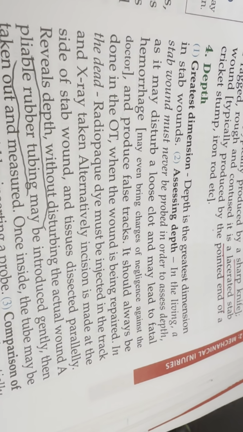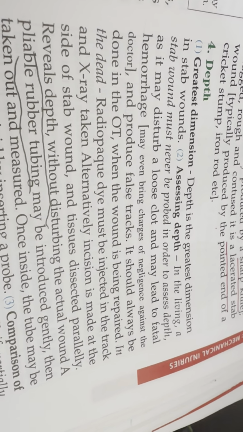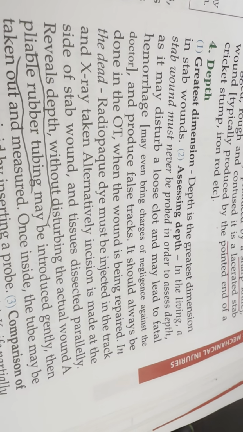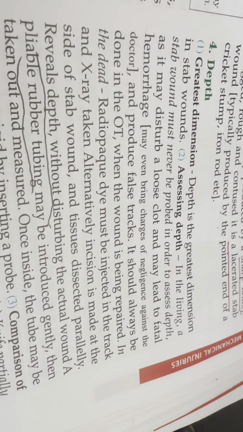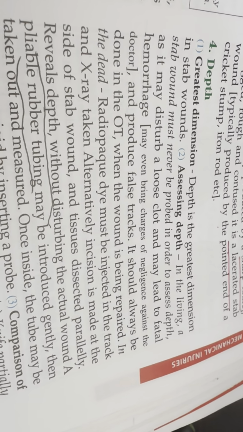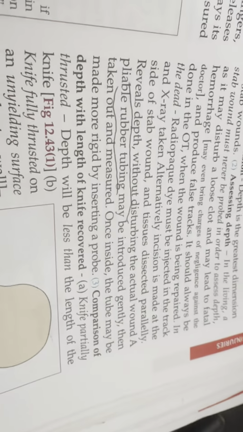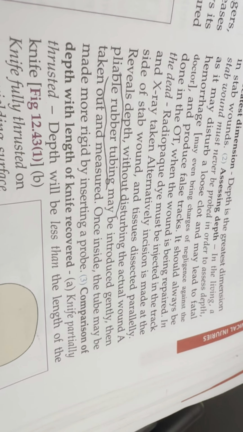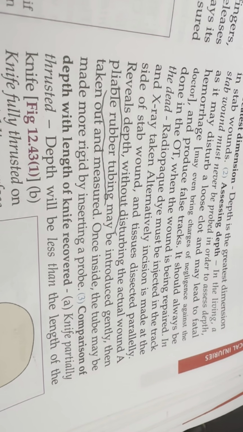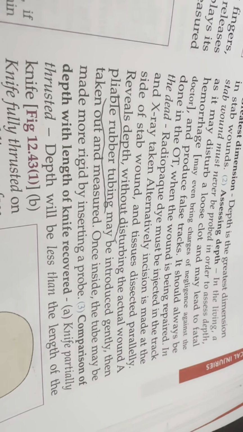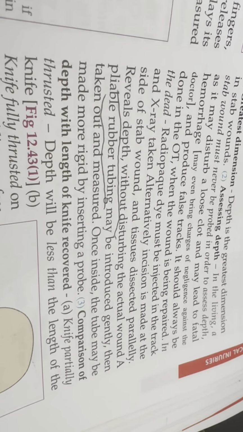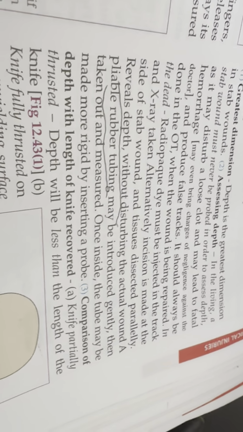Alternatively, an incision is made at the side of the stab wound. Tissues dissected parallelly reveal the depth without disturbing the actual wound. A pliable rubber tubing may be introduced gently, then taken out and measured. Once measured, the tubing may be made more rigid by inserting a probe. Comparison of the depth with the length of the knife recovered.